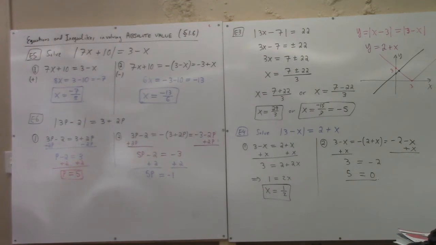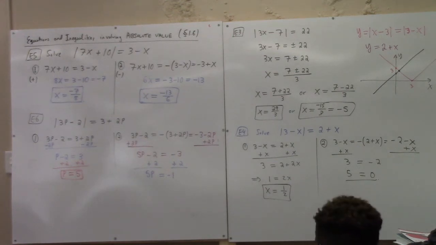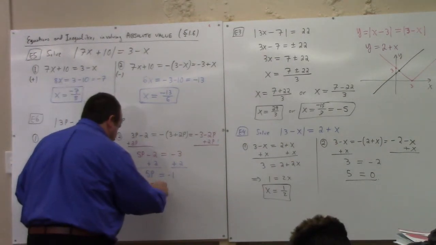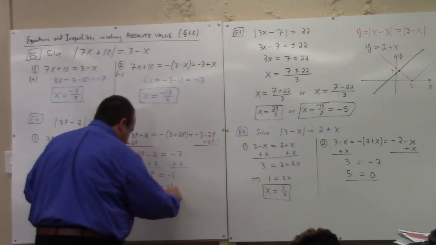What is the finishing blow here? Divide by 5. That's right. You got it. P equals minus 1 over 5.